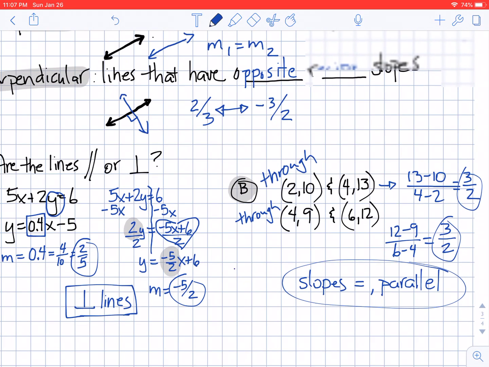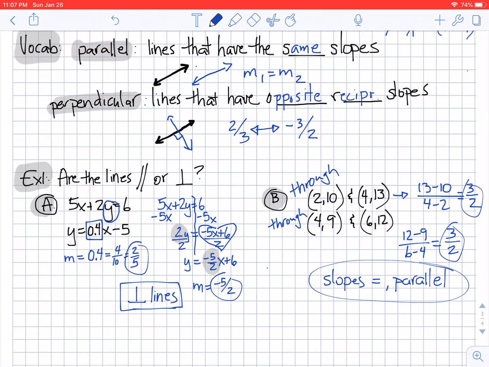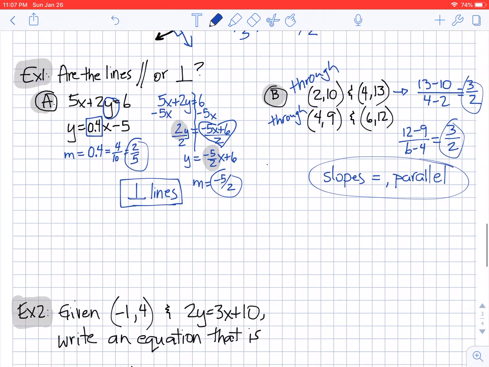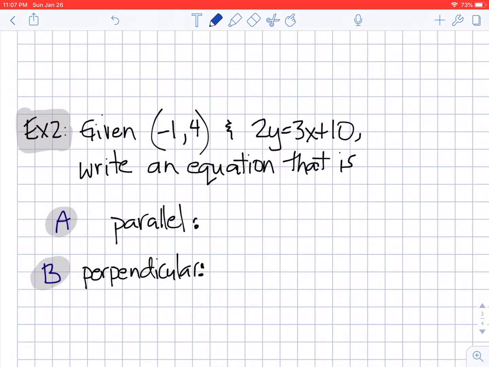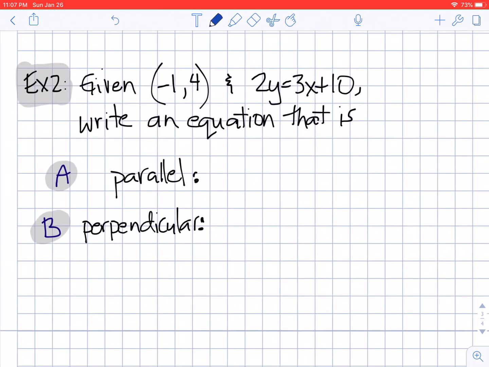There is a third option. Lines can also be neither parallel nor perpendicular. Okay? So don't forget there's actually 3 possible answers. Second type of example that they're going to give you is to write an equation. In this case, we're going to write an equation that is both parallel and perpendicular to what? To, first of all, they give you an equation and they give you a point. So that means we are going to write an equation that goes through this point and relates to this equation.